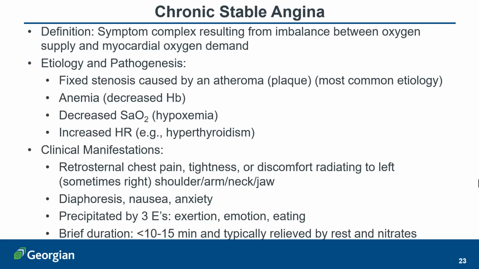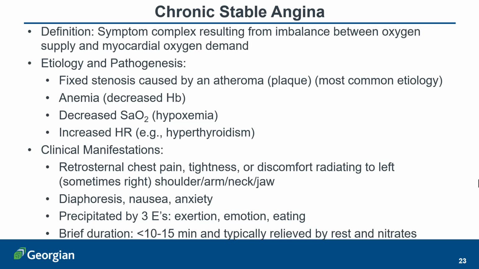Let's discuss various types of ischemic heart disease first, starting off with chronic stable angina. The definition of chronic stable angina is that it is a symptom complex resulting from the imbalance between oxygen supply from blood and the oxygen demands of the myocardium. So if you're not able to deliver enough blood, we get our oxygen, remember, through oxygenated blood, then the myocardium is going to be starved for oxygen. You're going to have ischemia developing. That's why we call it chronic ischemic heart disease.